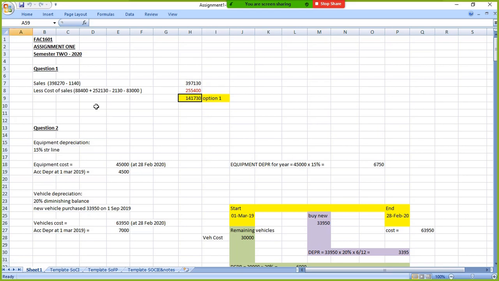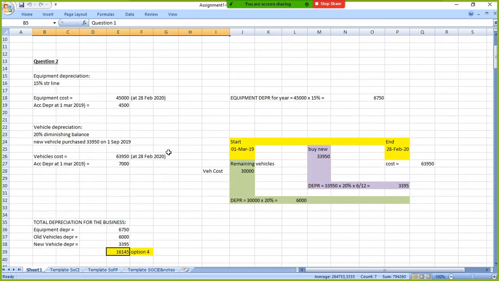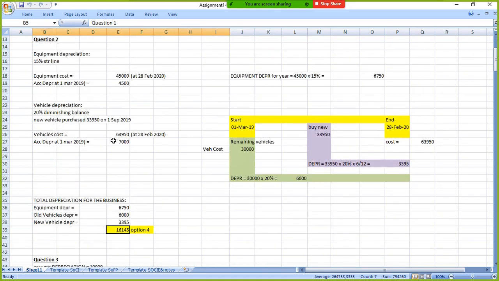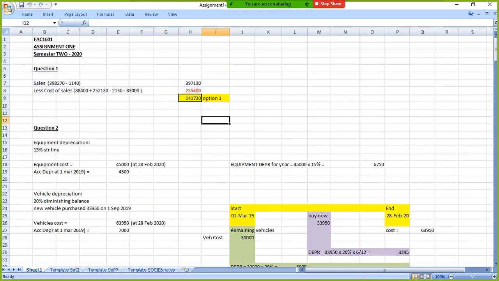If you look at this, you'll see question 1 was fine. I didn't have any issue with question 1. Question 2 was also fine. You can have a look at this. I have a question with question 2. Okay, let's look at it.